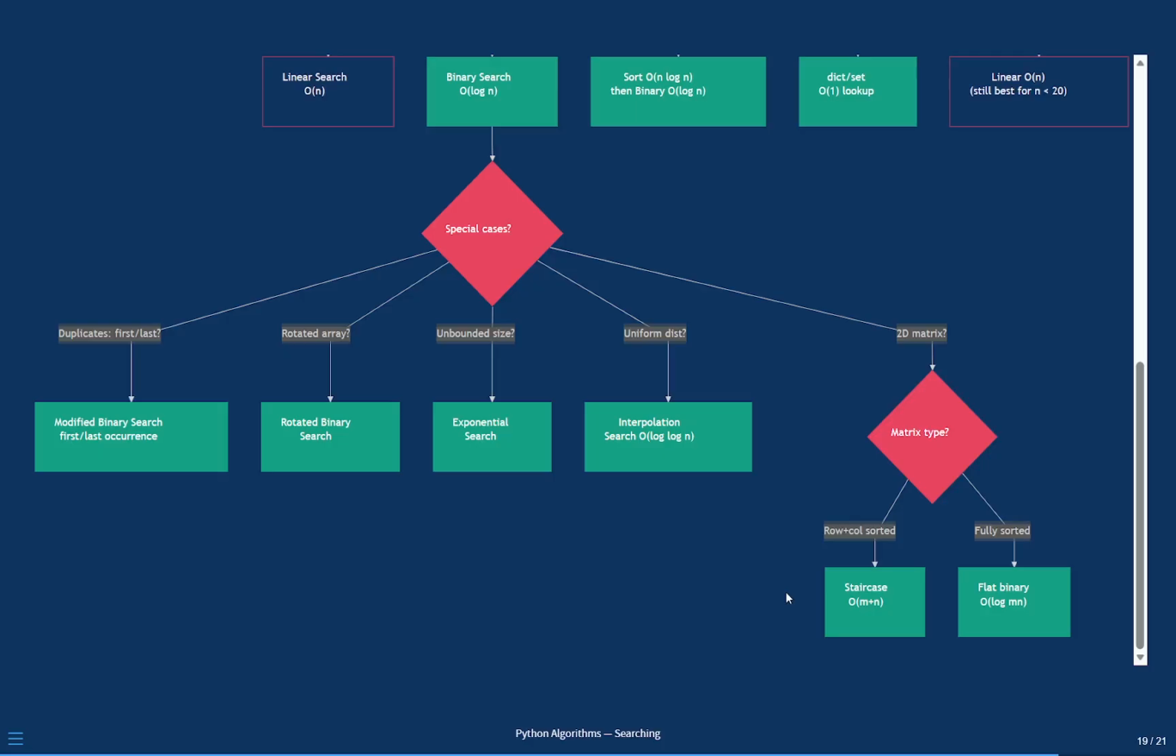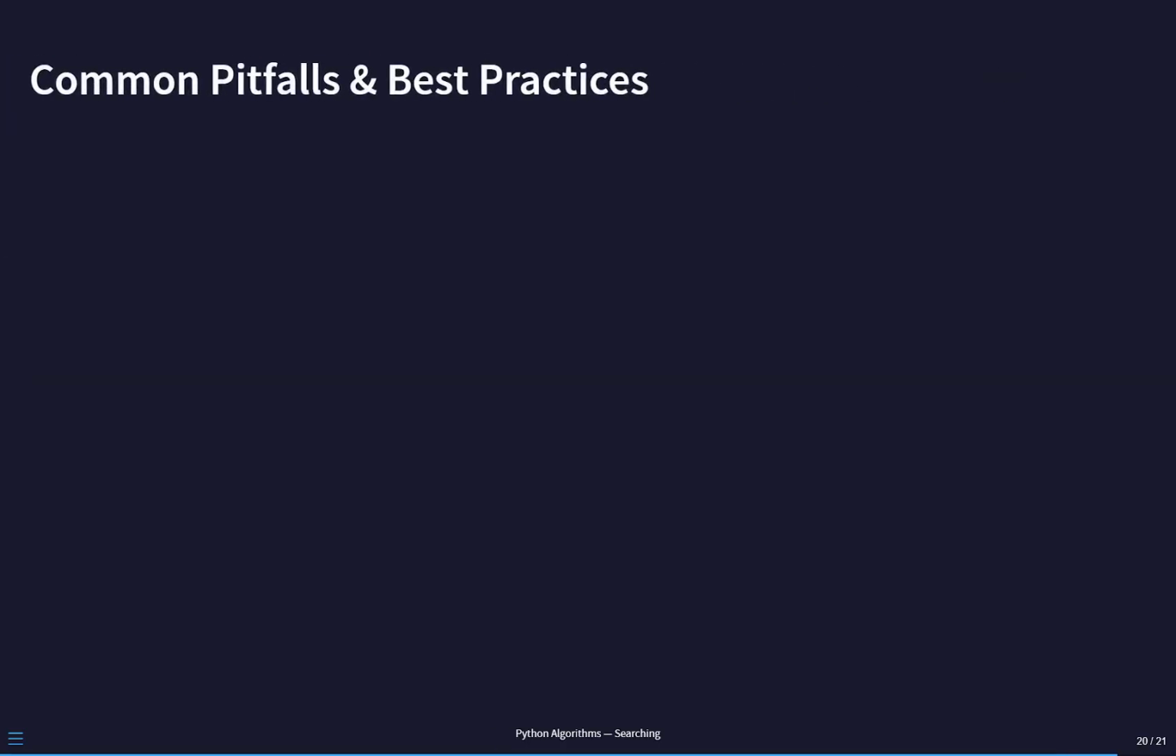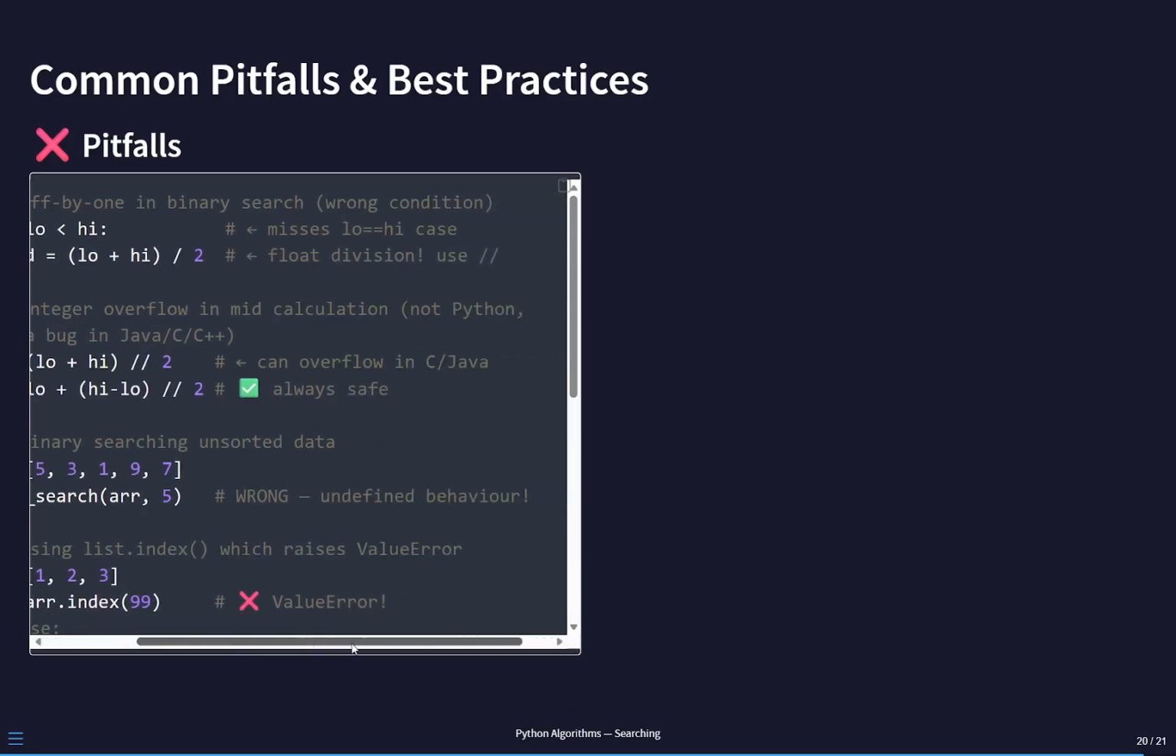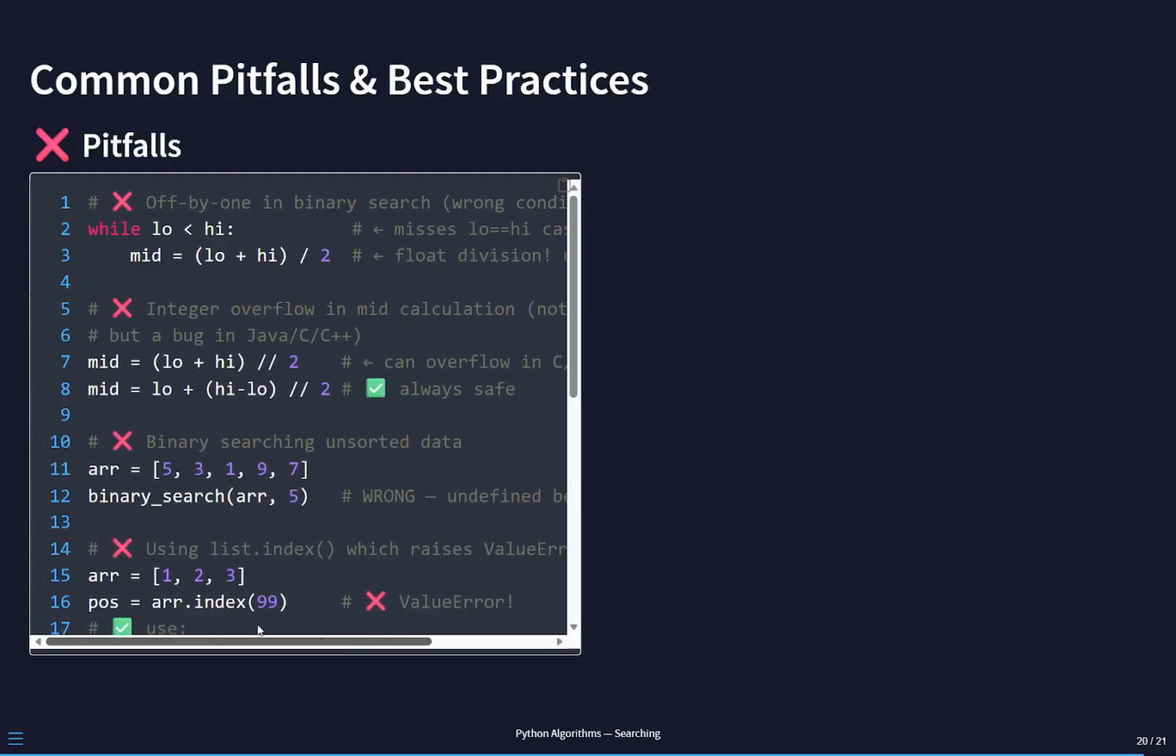The bugs that break binary search and the habits that prevent them. Click. Pitfall 1: off by 1 in the loop condition. While low less than high misses the case where exactly one element remains. Use low less than or equal to high. And mid equals (low plus high) / 2 can overflow in C and Java. Always use low plus (high minus low) / 2, even in Python, as the habit transfers.